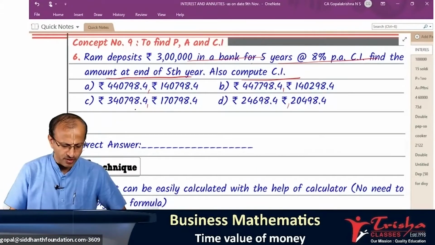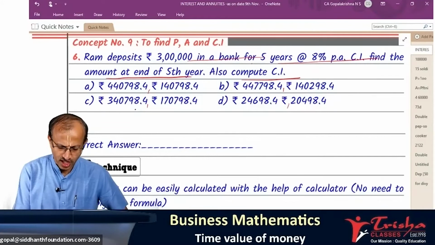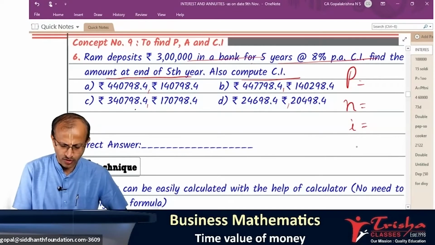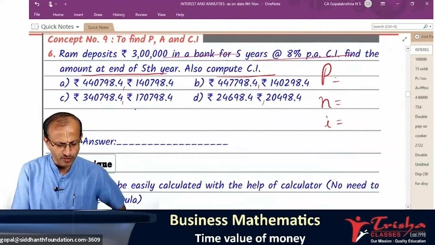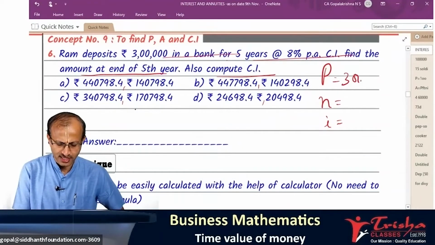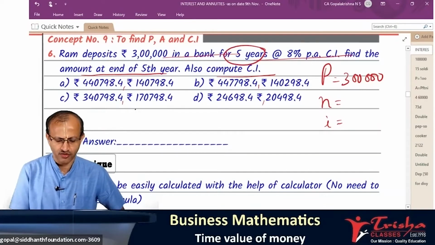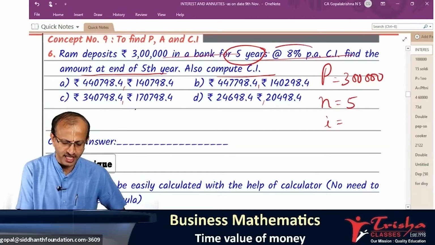So first let me know, as per the question, what all we have? We have P, we have N, we have I. You have to work out the amount. What is P? Please respond to me. 3 lakhs. What is N? Number of years. 5. What about the interest rate?